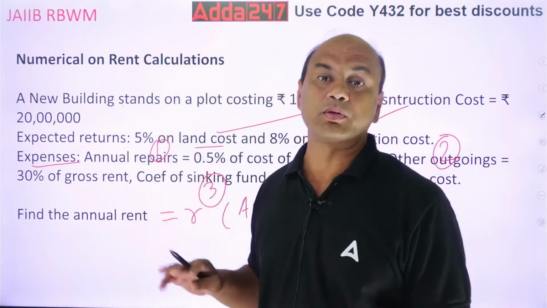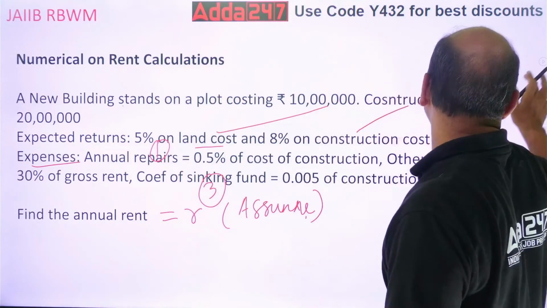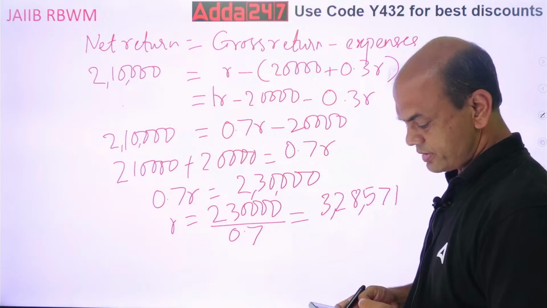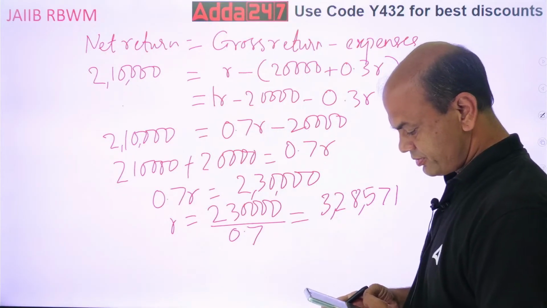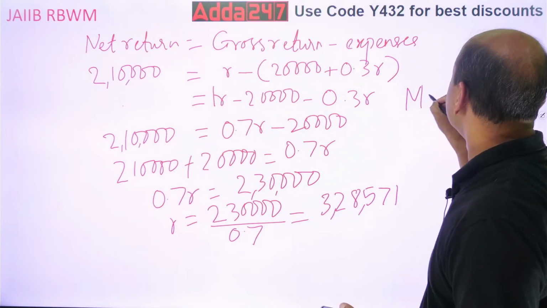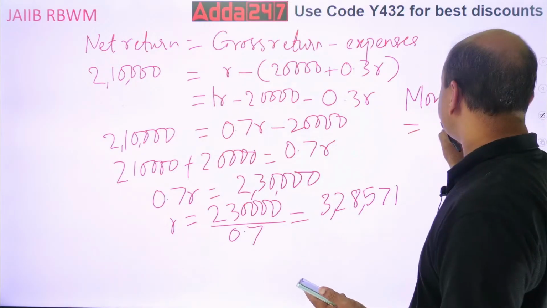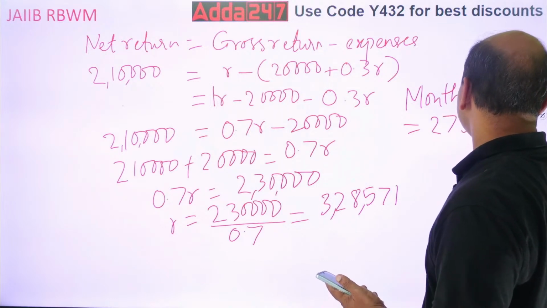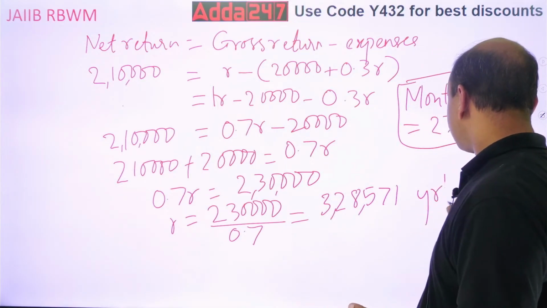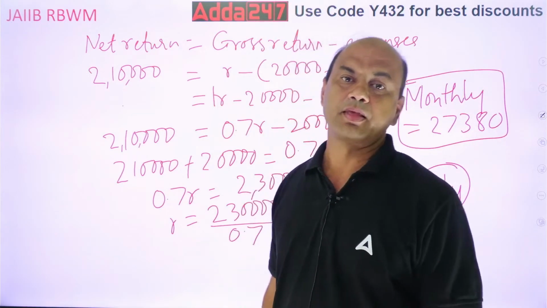If they ask for monthly rent, then monthly means divided. Monthly rent will be 328,571 divided by 12, so 27,380. This will be the monthly rent, and this will be the yearly rent. Got it? This is the required answer.